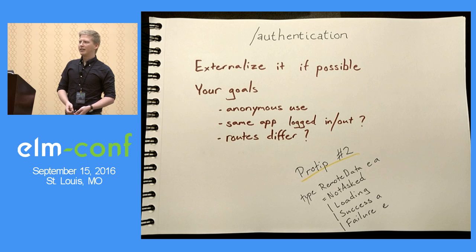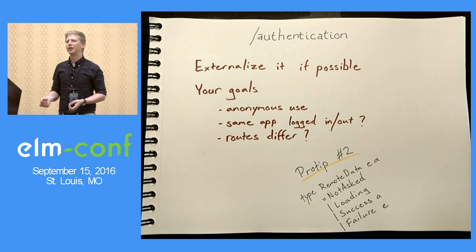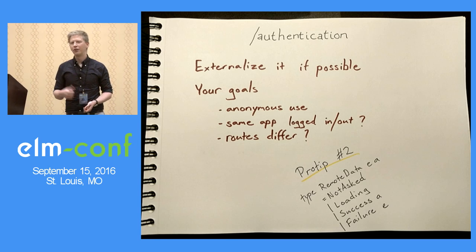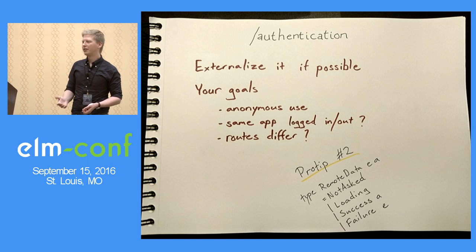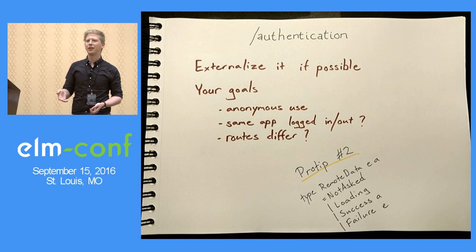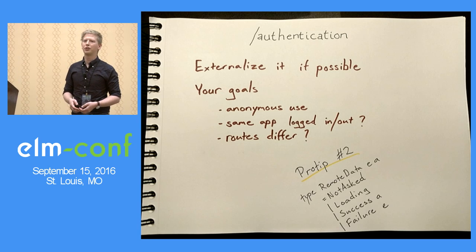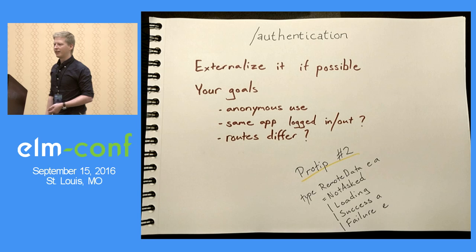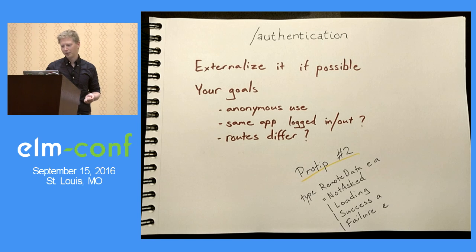So the idea is that instead of using maybes for data that you're fetching from a server, you have a union type that can be not asked, loading, success, or failure. And that will give you the opportunity to show those states in the UI correctly every time. That's also on package.elm-lang.org as remote data, so you can just look it up.